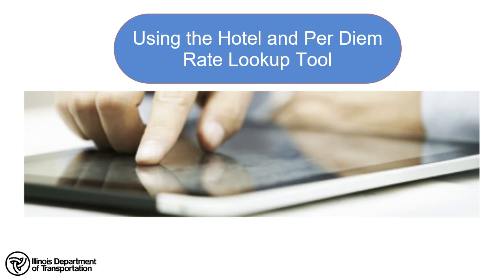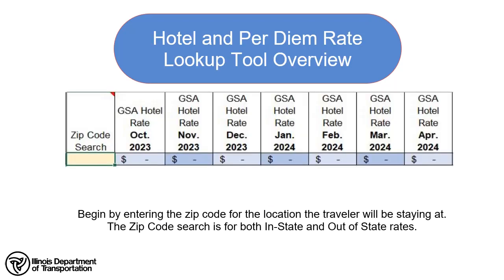Due to the complexity of the reimbursement rates, which vary by location and month, the Hotel reimbursement rate and per diem lookup tool was created. It's an easy way to quickly and accurately search for the specific rates for both hotel and per diem. The traveler only needs to know the zip code for the location that they will be traveling to in order to obtain the correct rates. The lookup tool is built using Excel as a front end, and the GSA provided developers zip code tables.